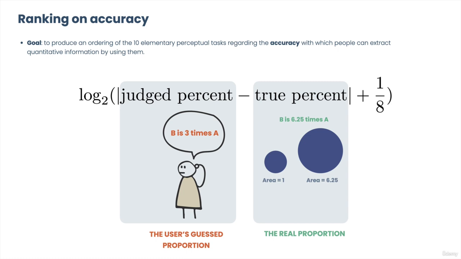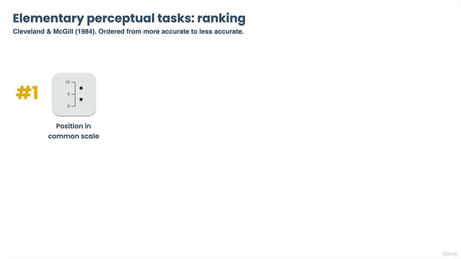By quantifying the user's perception like this and doing this for the different tasks, they were able to find out which tasks were more accurate or less accurate. So these are the results that they obtained. The easiest task to do is to decode position in a common scale. The second easiest task to do is decoding position, but this time in non-aligned scales.